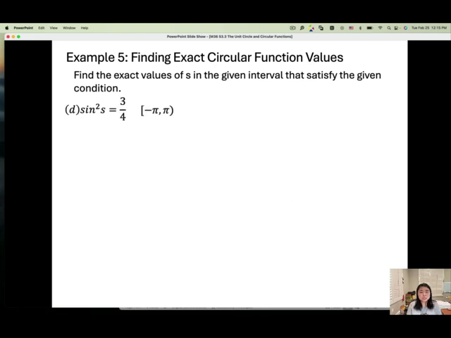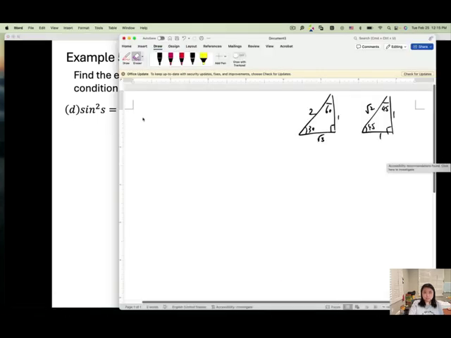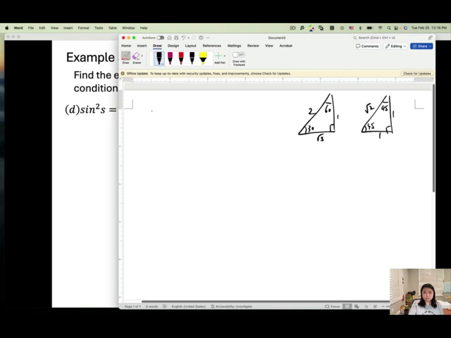Okay, last one. This one's sine squared s equal to 3 over 4. And s will be in the interval from negative pi to pi. Okay, let's do it together. Sine squared s equal to 3 over 4, from negative pi to pi. What is negative pi to pi? Is it the same thing as from 0 to 2 pi?